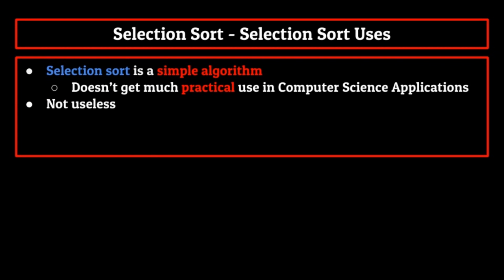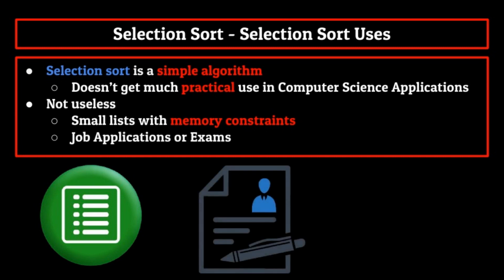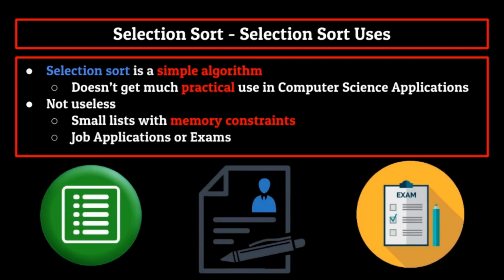Because of its simplicity, selection sort is a solid algorithm to use on small lists in which you have memory constraints. Because remember, it doesn't create any auxiliary memory in the computer. It also pops up in a lot of technical cases, such as job interviews or exams, because of its foundational relationship to computer science and sorting algorithms. So while it may not get much practical use, the lessons that selection sort teach us carry over greatly to each of the other algorithms, so it's a perfect fit for the first one in this series.